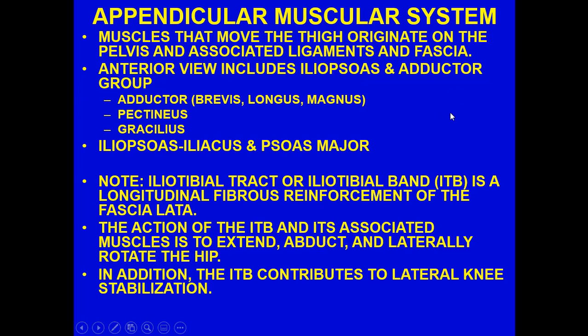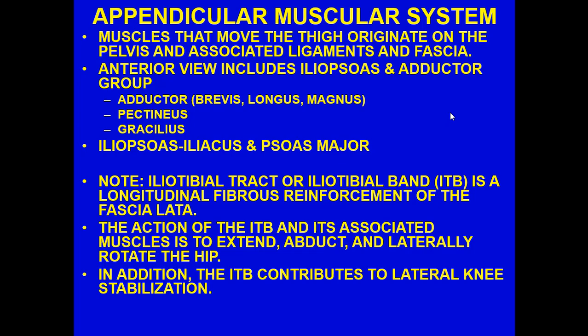Muscles that move the thigh originate on the pelvis, but we also have the anterior group that we have to look at, and this is the iliopsoas and the adductor group. Now, the adductor group consists of the adductor brevis, adductor longus, and adductor magnus. The pectineus and the gracilis are also in this group. The iliopsoas is really the iliacus and the psoas major.